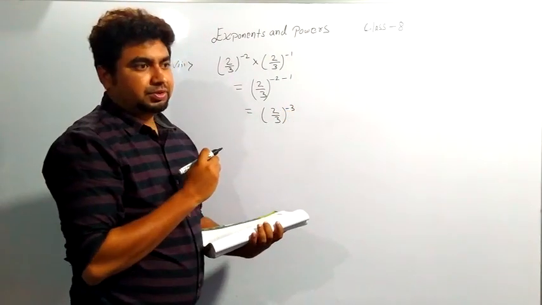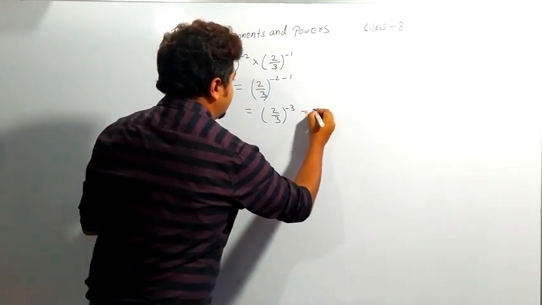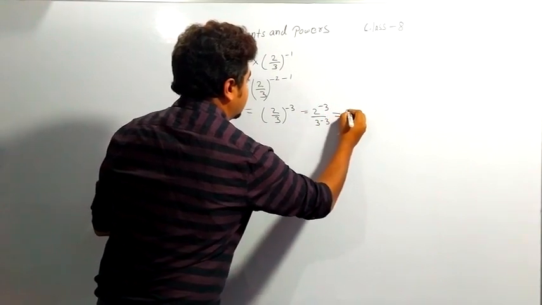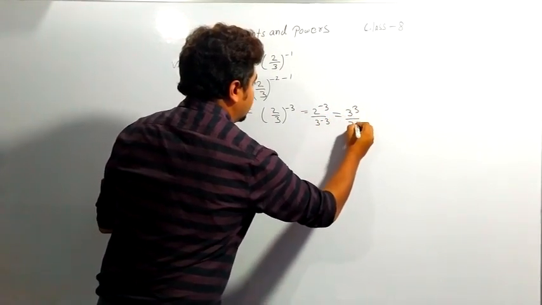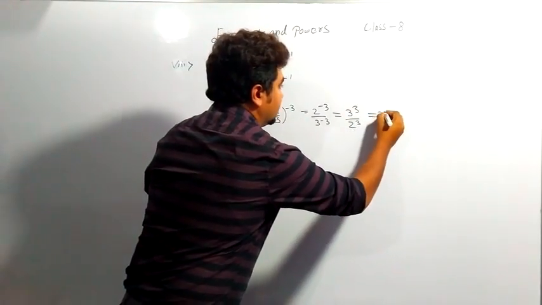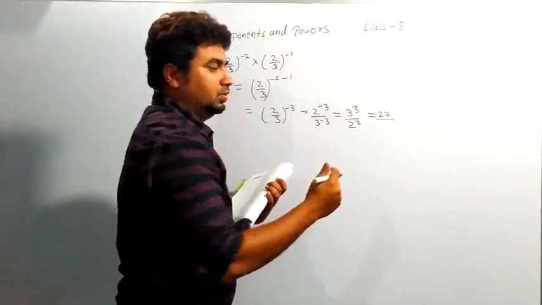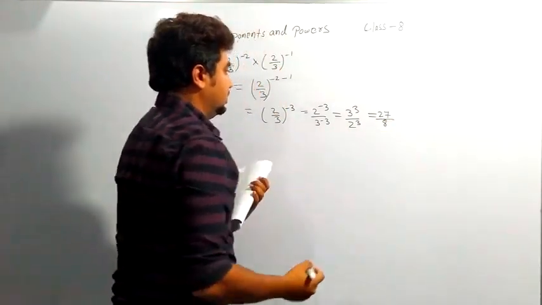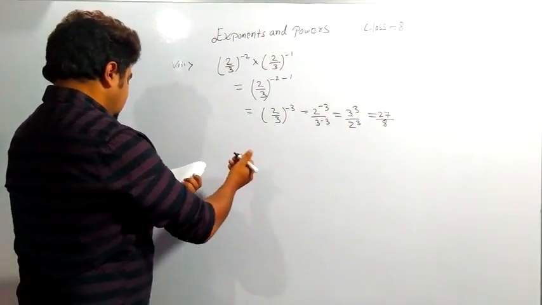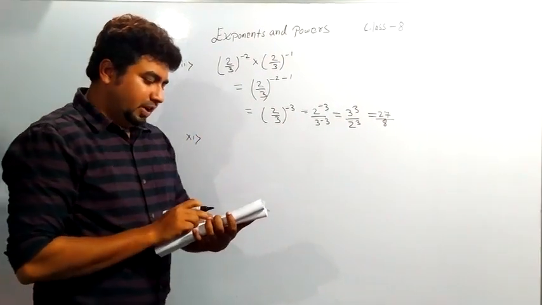Or we can reverse it also. We have seen in law 2 that we can reverse. This can be written as 2 to the power minus 3 by 3 to the power minus 3, or 3 to the power 3 by 2 to the power 3. This can be written as 27, 3 into 3 into 3 is 27, by 2 into 2 into 2 is 8. So it is coming out to 27 by 8. Now we will be moving to bit 11.